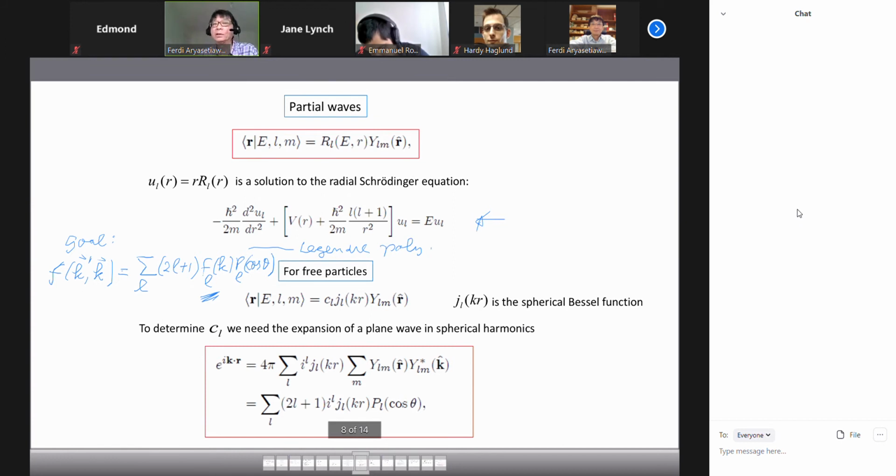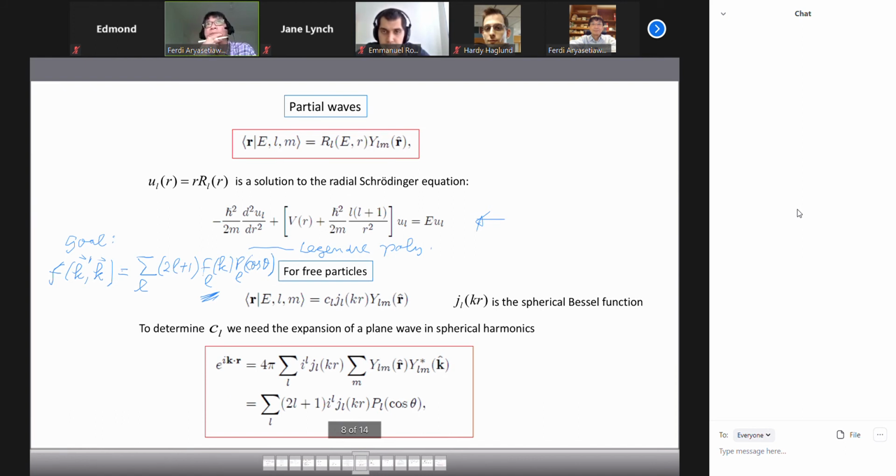So that's our goal. Our goal is to treat the scattering problems in terms of the angular momentum decomposition. The advantage of this is that each angular momentum component of the scattering state is independent, so they are not coupled. So you can solve the problem for each of the components.